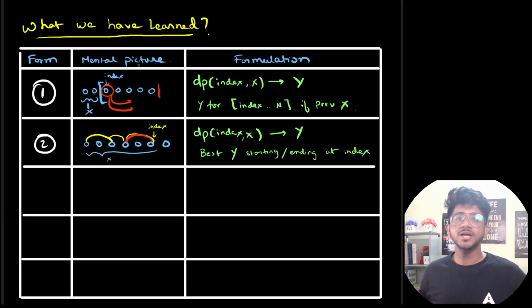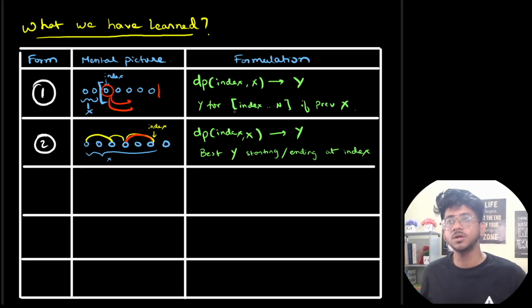So what we have been learning in the last videos, on the previous day, was about building the mental picture for form 1. This is what we have currently learned: in form 1 we have this index and we are solving it from over here till the end. We have some property x that we keep for the previous things. It can be multiple properties. I'm just keeping it as an x over here, and for this particular index we decide what to do. That decides the transition, and we return what is y for the index in the previous x. If previous x is there, what is the answer in the range index to n?